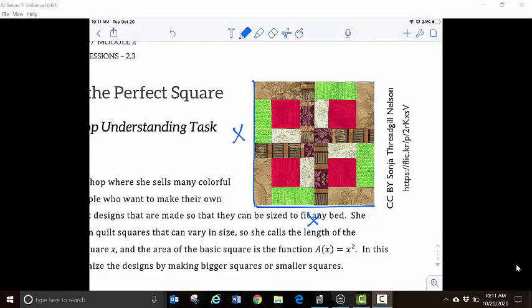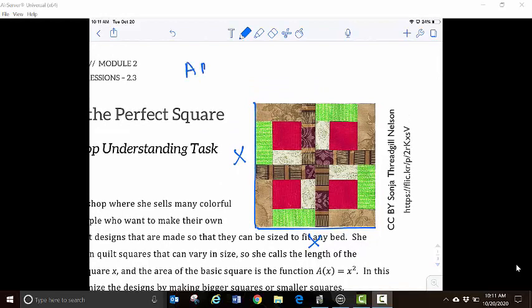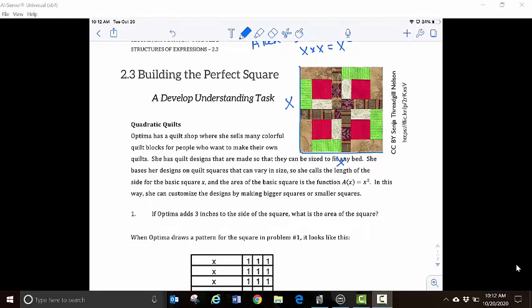Well, how do you find area? You should be writing this down. Area is length times width, so X times X, or X squared. So the area of the basic square is the function area given the side length X equals X squared. In this way, she can customize the designs by making squares bigger or smaller. You should have this white paper out and you're doing it with me.